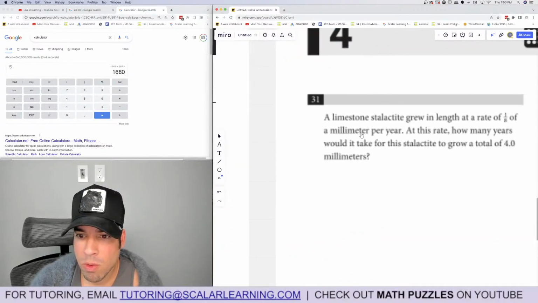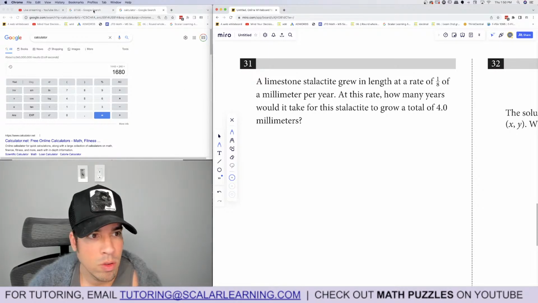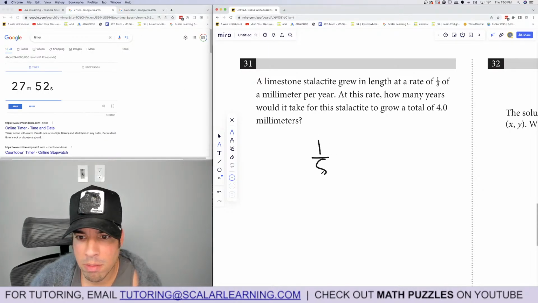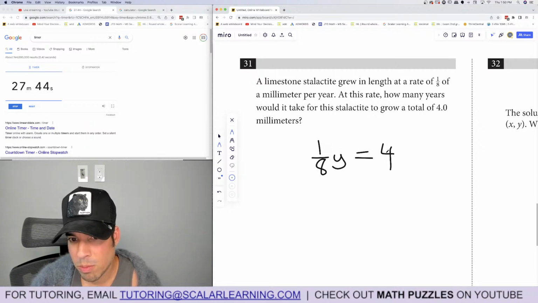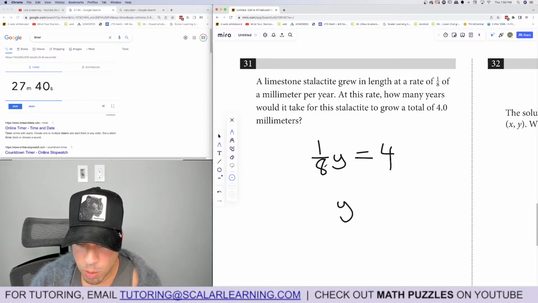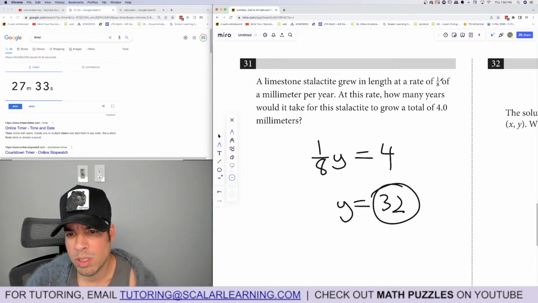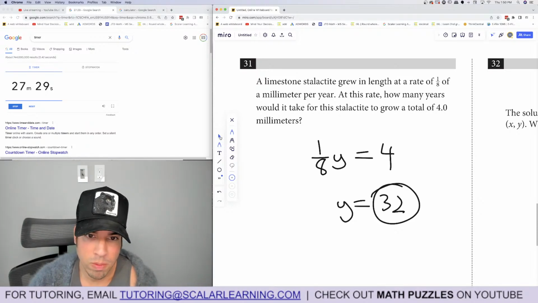Okay, number 31. A limestone stalactite grew in length at a rate of 1/8 millimeter per year. At this rate, how many years would it take for this stalactite to grow a total of 4 millimeters? So 1/8 per year times y equals 4. Multiply by the reciprocal, which is 8, which gives 32. So it would take 32 years. That makes sense. 8 years, it would take 1 millimeter. 16, 2; 24, 3; 32, 4.